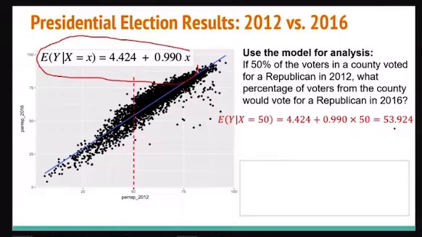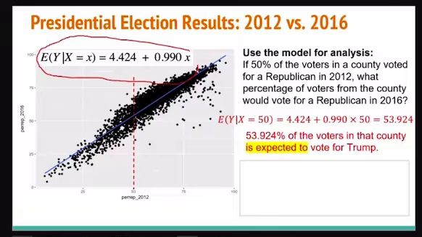That is 53.924. Now, let me tell you that 53.924 is an average. Okay, it's not an exact value. It's an average. So if I want to interpret that, I'm actually going to say 53.924% of the voters in that county is expected. Expected means average. Does that make sense?